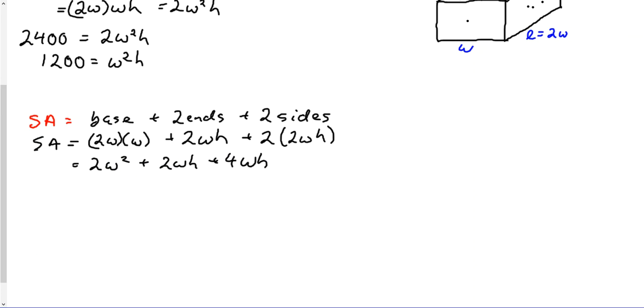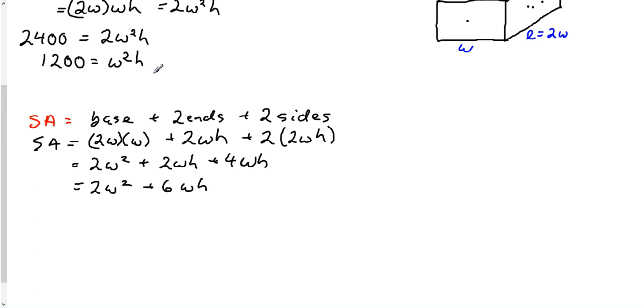And then it looks like here we can collect some like terms to get 2w squared plus 6wh. Now, this is the equation that we want to take the derivative of. The problem is that we have 2 variables in here. We've got width and we've got height. So we want to get this to be a function of a single variable.